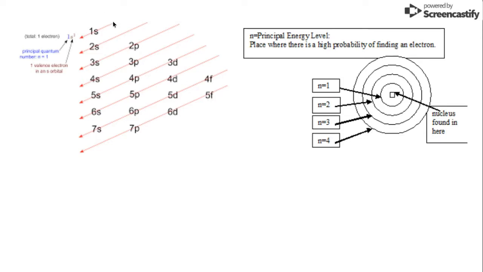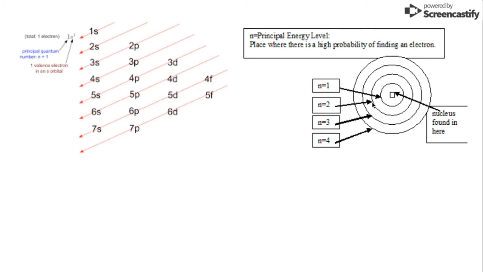Then if we draw diagonal lines going from right to left through each of those, the order of filling the orbitals follows the order of the diagonal lines. First 1s, then 2s, then 2p, then 3s, then 3p, then 4s, then 3d, 5s, 4d, 5p, 6s, 4f, 5d, 6p, 7s, 5f, 6d, 7p.